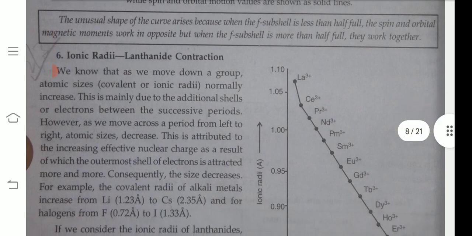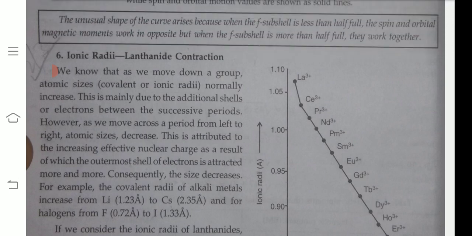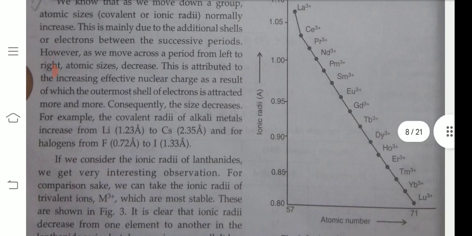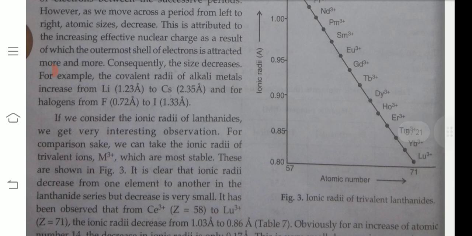Ionic radii, lanthanide contraction. We know that as we move down a group, atomic size normally increases. This is mainly due to the additional shell of electrons between the successive periods. However, as we move across a period from left to right, atomic size decreases. This is attributed to the increasing effective nuclear charge, as a result of which the outermost shell of electrons is attracted more and more. Consequently, the size decreases.